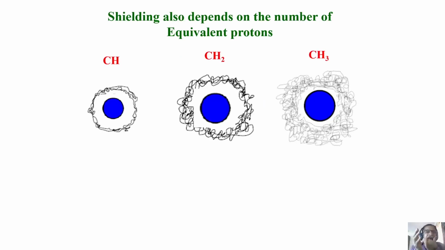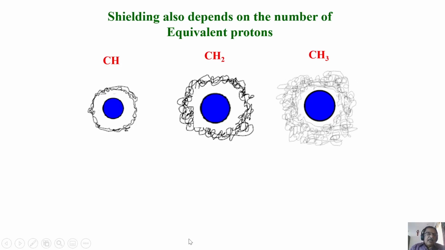I remember last class, when we took CH and CH3, I said CH3 is more shielded than CH, and that's the reason I said CH3 comes at high field compared to the CH proton. The reason was that the nucleus of CH3 sees more electron density surrounding it because it's more shielded compared to the CH proton. Now I just want to take an example. What happens if there are different types of protons with different numbers of protons present, for example, CH, CH2 and CH3?